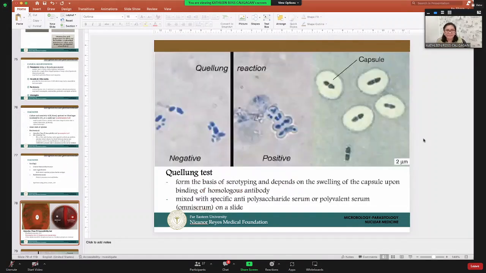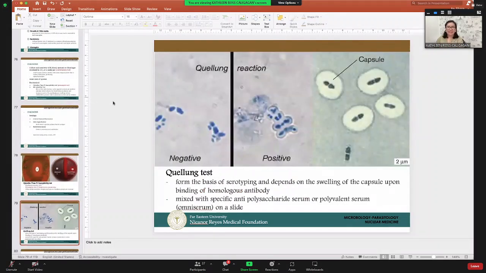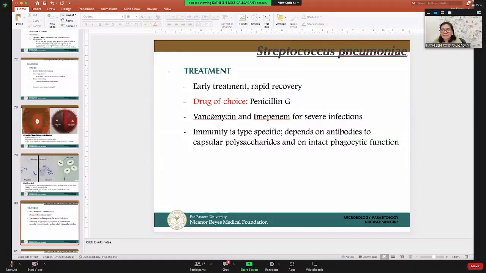What else? This is the Neufeld quellung reaction, to identify the type of strain or the type of capsule. For treatment, the drug of choice is still penicillin G.